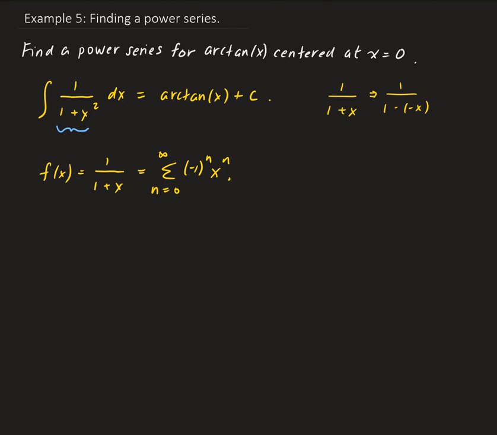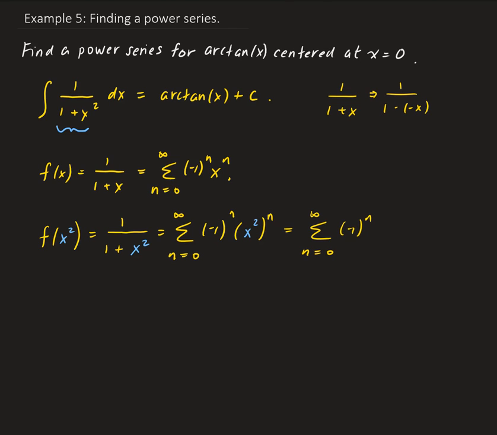So the series, you can treat it just like a function. The function that we have is 1 over 1 plus x squared. So what we can do is replace x with x squared, and this will give us 1 over 1 plus x squared, which is equal to the series of minus 1 to the n times x squared to the power n. That is going to be equal to minus 1 to the n times x to the power 2n.